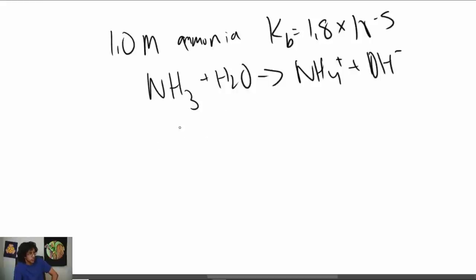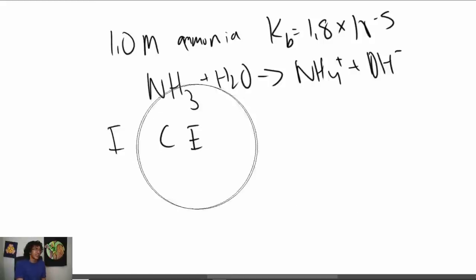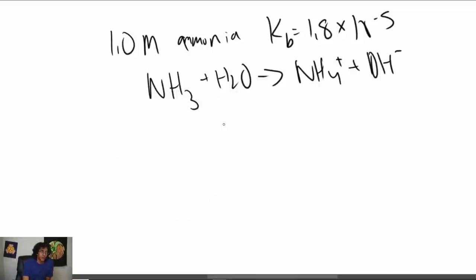So essentially, this is the same thing as saying if we draw our ICE chart. Now, the reason why I don't like the ICE chart is because it kind of makes you not understand what you're doing, right? You can just think about it this way. You start with 1.0, and if you consume S, where S is how much actually goes through the reaction, that means there's S less here, and there is S more of the thing we want, S more of both of these.